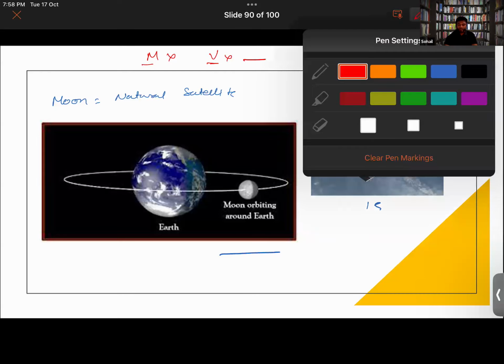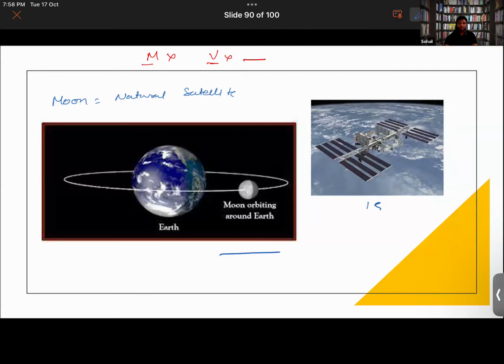Okay. And do these satellites have their own light? Do the natural satellites? No. They reflect the sunlight. They have no natural light of their own. Getting it? Because they are basically reflecting the light of the sun. And the manner in which the moon, the Earth's natural satellite, revolves around the Earth, we know it. So it has got its own orbit. Orbit is nothing but a fixed elliptical path in which a celestial body revolves around another celestial body. Okay.